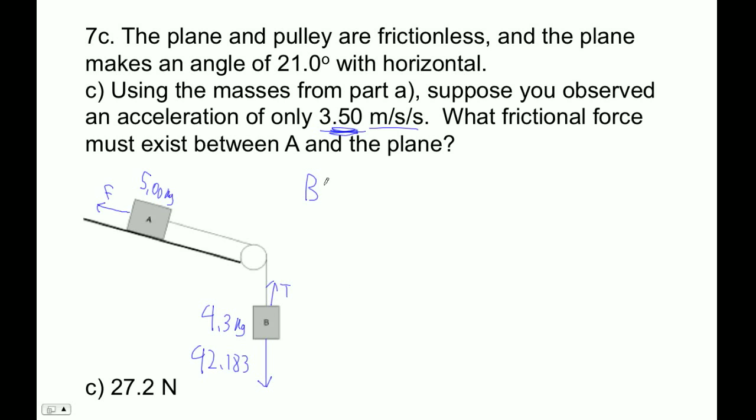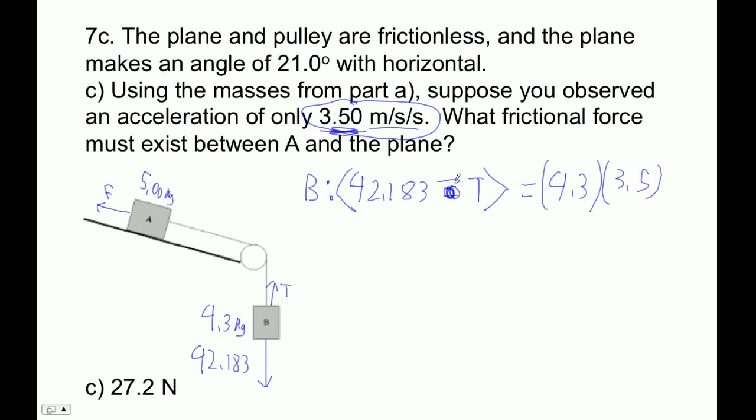So for B, our formula is simply 42.183 minus the tension, right, equals 4.3 times 3.5, right? Because we know the acceleration, right? Well, that's kind of handy, right? This is this minus this, right? Is this times this, right?